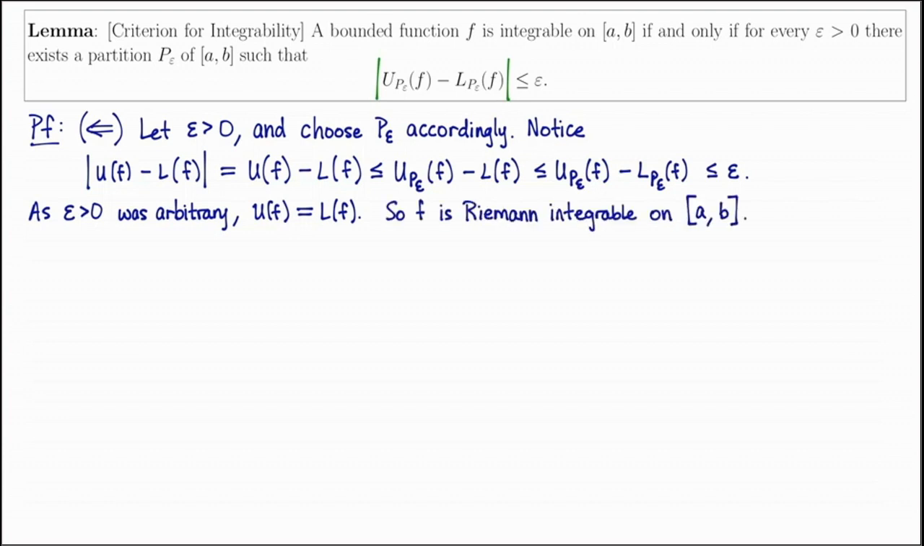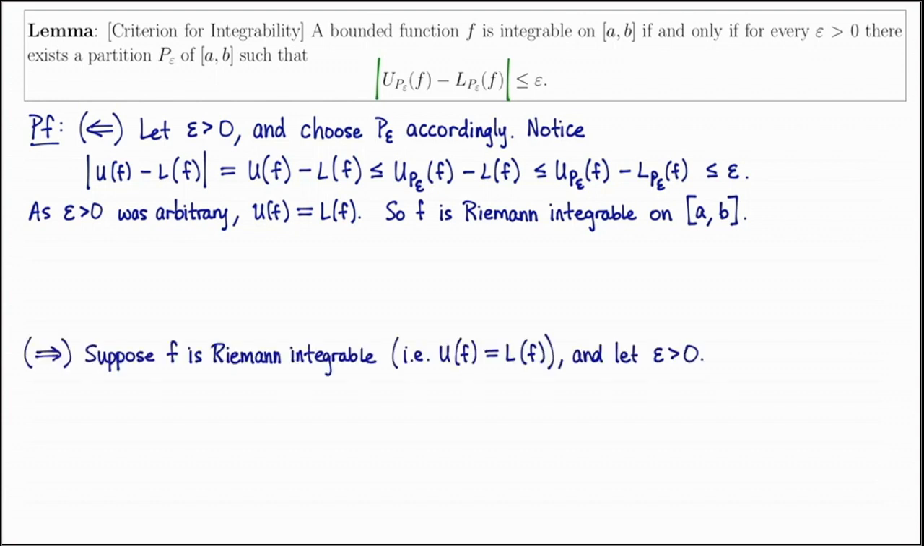The forwards direction is actually harder, even though with the forwards direction we have the very strong hypothesis that f is integrable. So given that f is integrable, I need to show you that there exists an actual specific partition, which we'll name p sub epsilon, so that this holds. It's a little bit harder because we actually have to tell you how to design this partition.